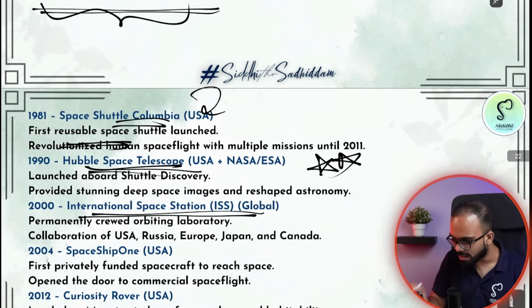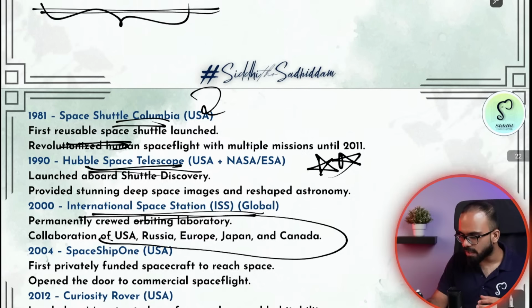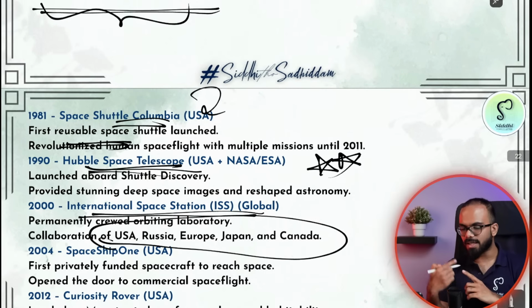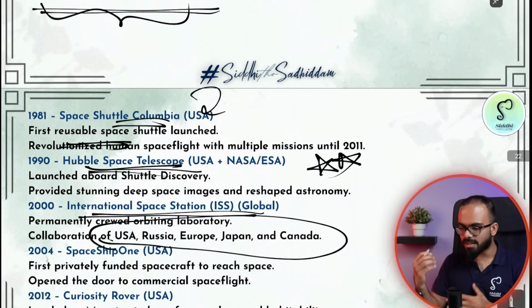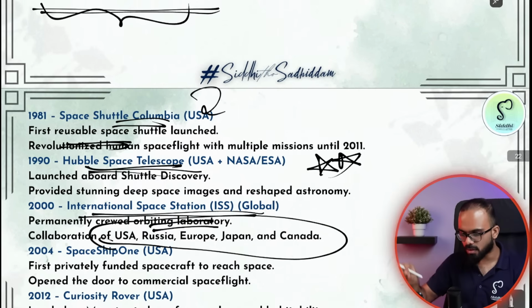Then there is International Space Station. International Space Station is a collaboration of various countries and it is the world's property. It is placed in low Earth orbit. It constantly functions and does a lot of research and development. It's a laboratory where a lot of work is going on.